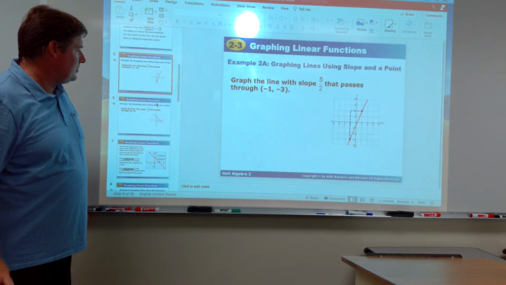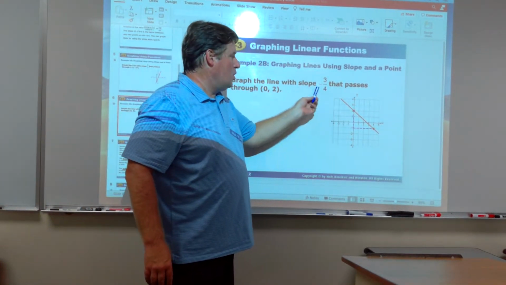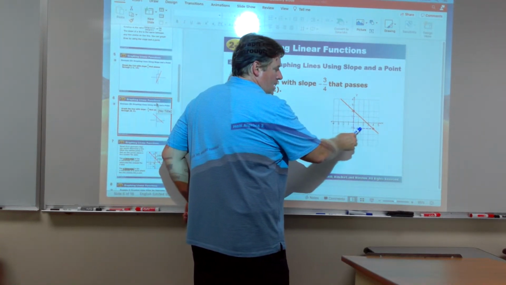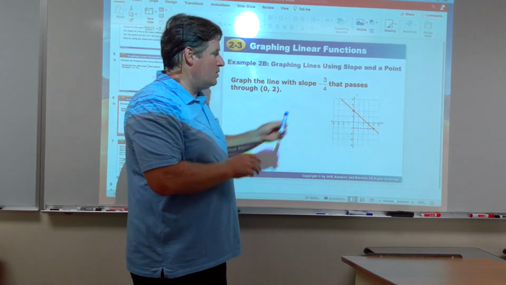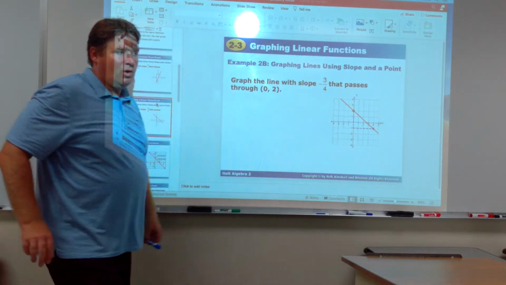All right, what if we have something like this? We have a point (0, 2). There's the point. Now the slope is -3/4, so what we're going to do here is go down 3 and to the right 4. Now we could go up 3, but then we'd have to go to the left 4. Negative sloping lines, remember, have to go downward. Okay, positive slope upward. Keep that in mind when you graph those.